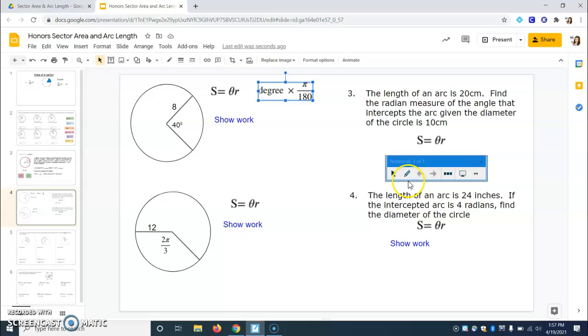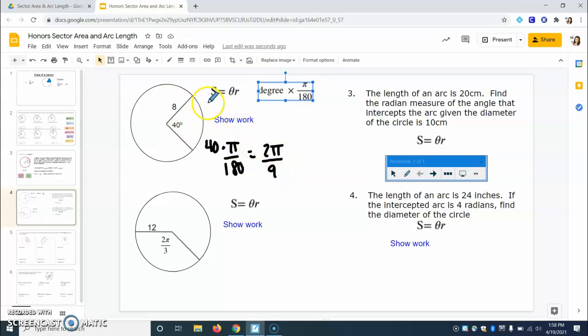So number 1, because this is a degree, I would do 40 times pi over 180. That's going to get it into a radian. So really, the only thing you should be typing in the calculator is figuring out how to simplify 40 over 180. And that comes out to be 2 over 9. So that means it's the same as 2 pi over 9.